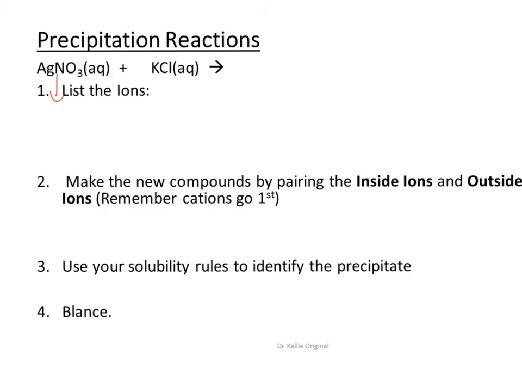All right, so we have silver nitrate. So we have the silver ion, and we have the nitrate ion. Then we have potassium chloride, so we have the potassium ion, and we have the chloride ion. So that's step 1. Step 2, make new compounds by pairing the inside ions and the outside ions. Remember, cations always go first.